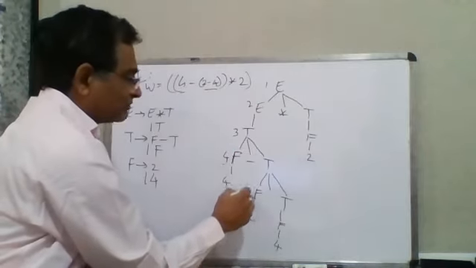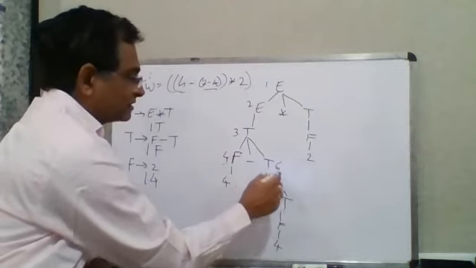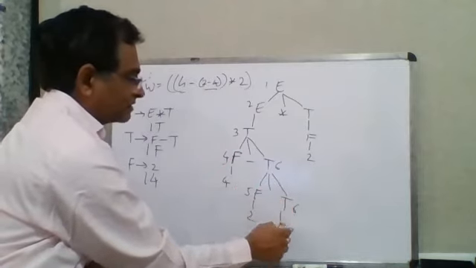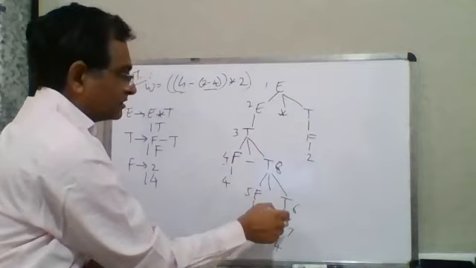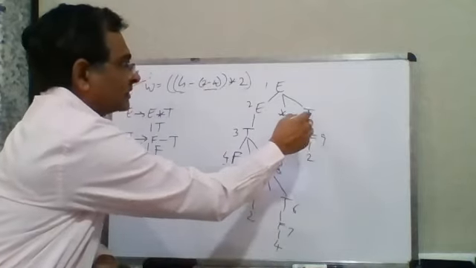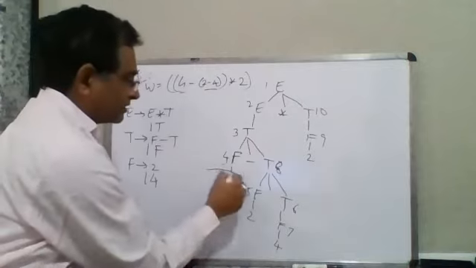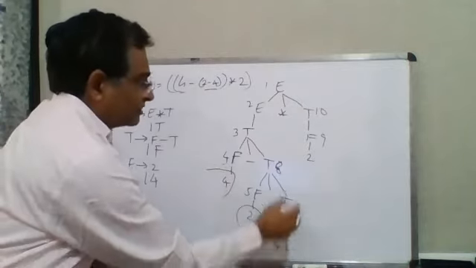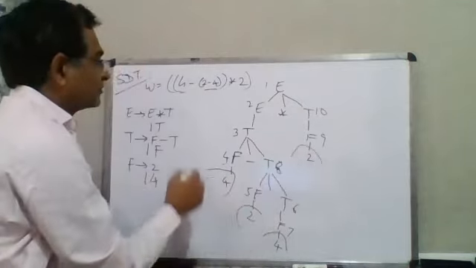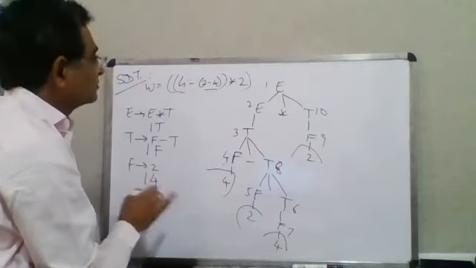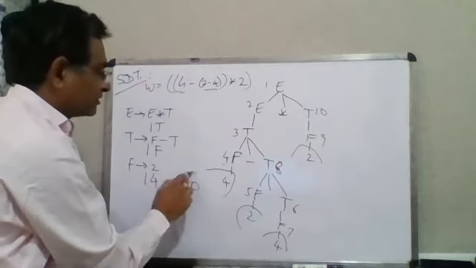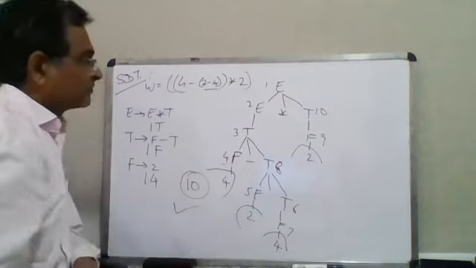4, then 5, 6, 6 here, 7, 8, 9, and 10. So there are 10 non-leaf elements, right? This is one, so forget about this. So there are 10 non-leaf elements. So the total number of reductions which would be possible in this case would be 10. So the answer to this is 10.